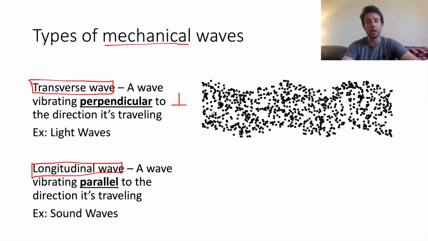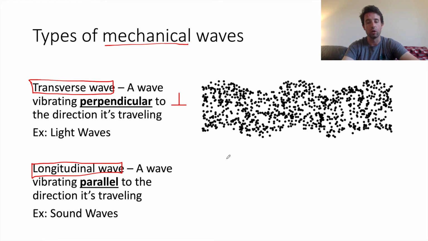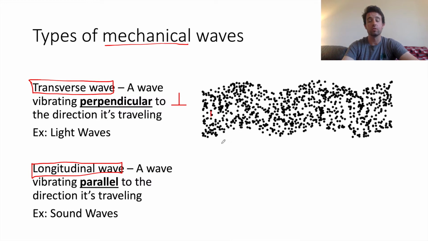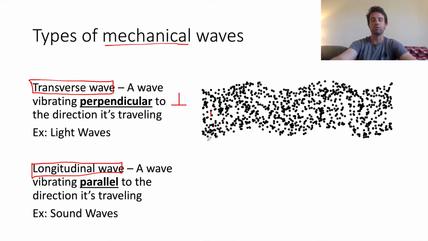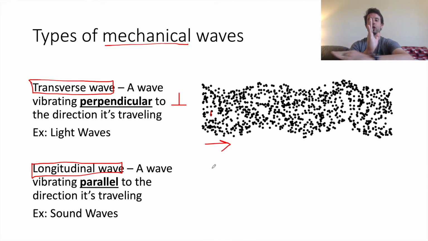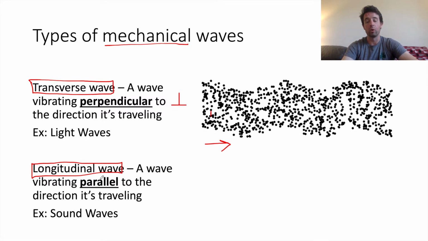If we just focus on one particle here, you'll notice that it's only moving up and down. It's not moving anywhere side to side. That's what a transverse wave is all about. It only moves up and down, even though the wave is moving from left to right. So the particles move up and down perpendicular to the direction the wave is traveling. Kind of cool.